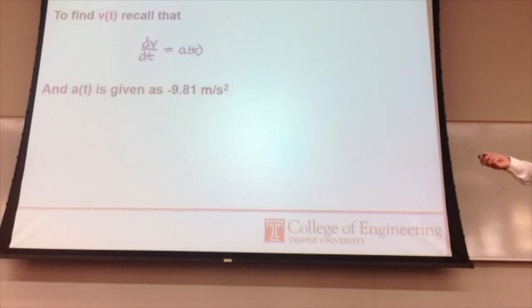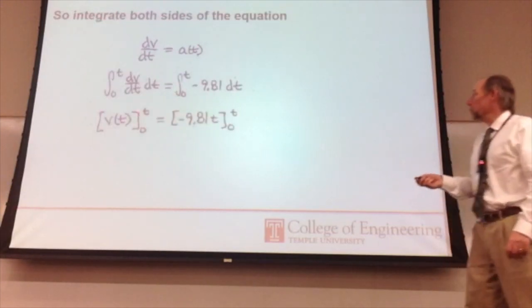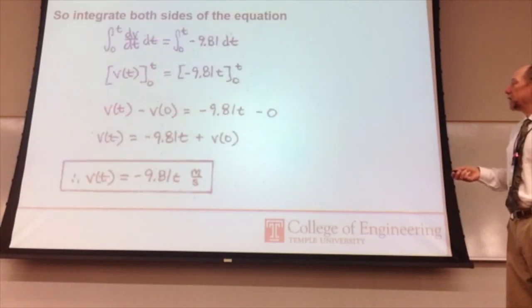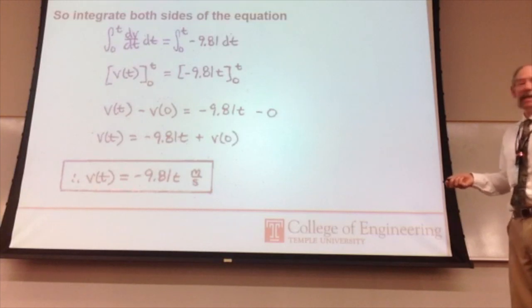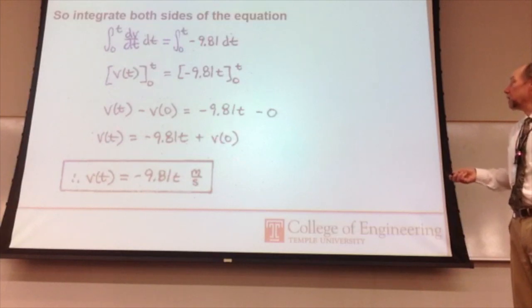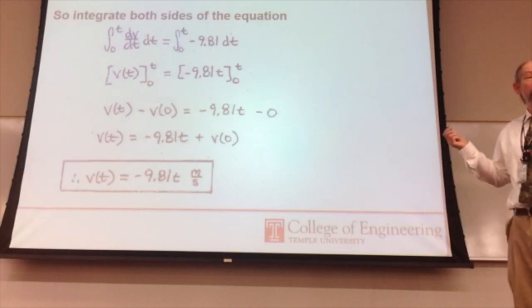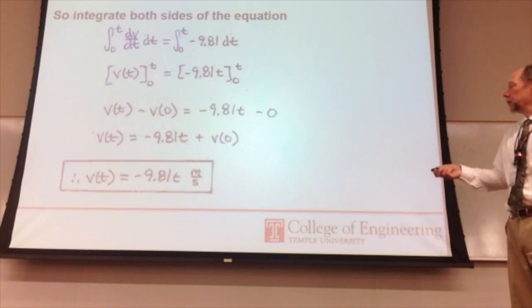The integral of dv/dt is v of t. So we evaluate these from 0 to t, and we find that the velocity at any given time minus the initial velocity is equal to minus 9.81 t minus 0, because minus 9.81 times 0 is 0. So the velocity at any given time is simply equal to minus 9.81 times time, because in this case we were told the initial velocity is 0. That was given in the problem statement. If the initial velocity was not 0, you'd have to include that. This would be your final answer.